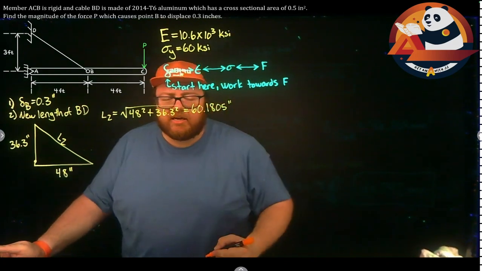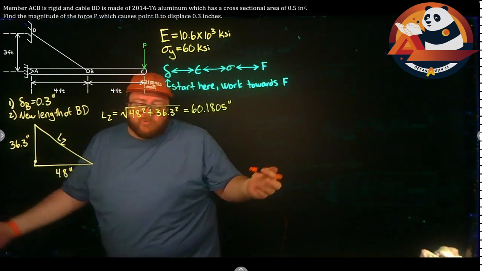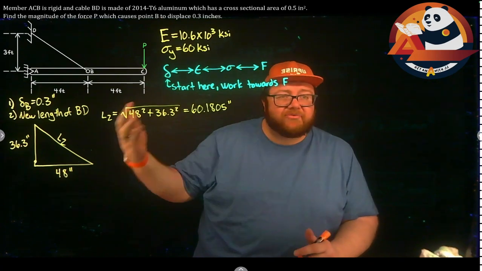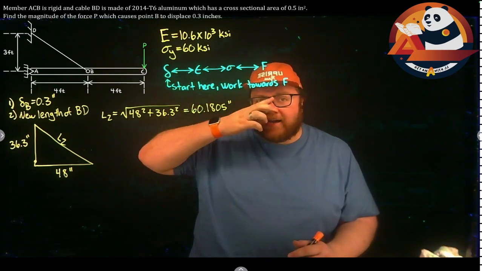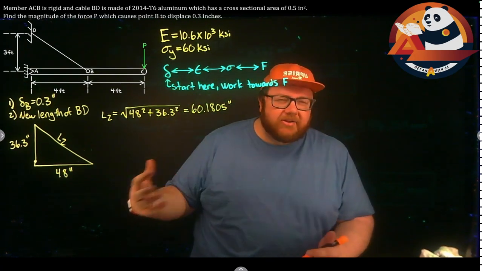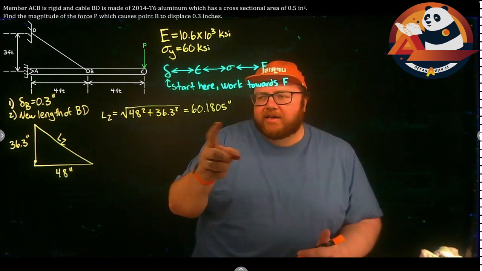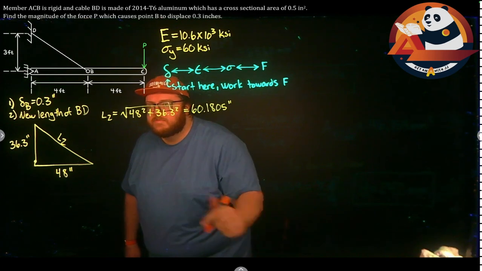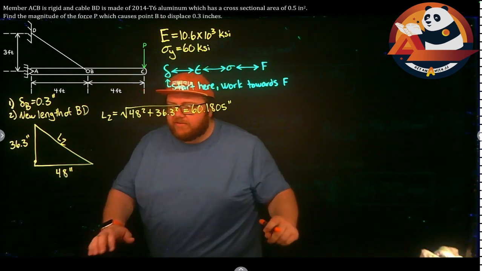Or this is going to get me a new length of 60.1805 inches. So we're barely elongating, about 0.18 inches. If you're doing this, I would tell you work in inches, not feet. We're getting very, very tiny elongations. It'll get you the same strains coming out, but it'll be way easier if you deal with inches as you start to round anything off. But so we got that new length for everything in here.